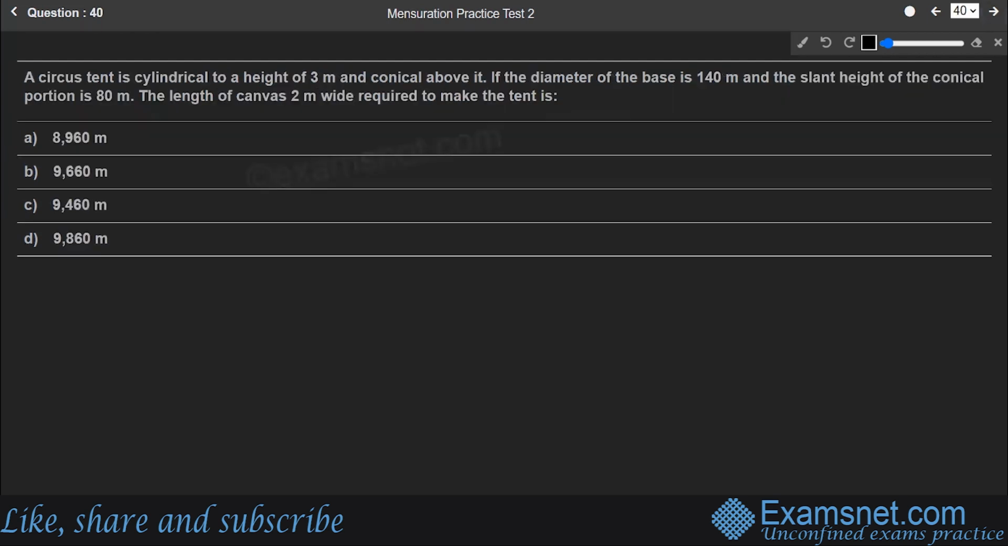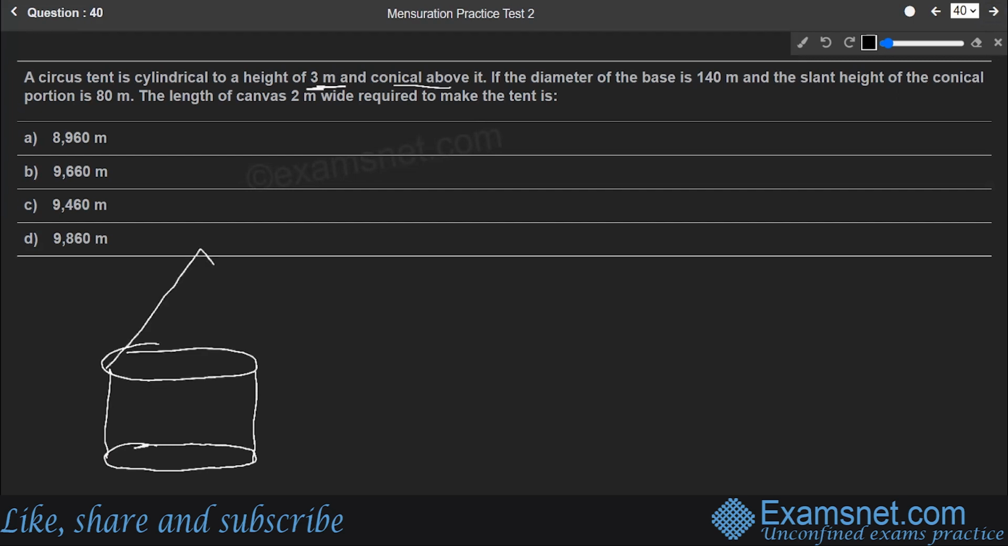Now, a circus tent is cylindrical to a height of 3 meter and conical above it. So first of all, let us draw this. The lower portion of the tent is nothing but of the shape of a cylinder, and this is how the cylinder looks like. And above that, it is the shape of a cone. So this is how the complete shape of the tent is, that is, a cone surmounted on a cylinder. This is the situation.